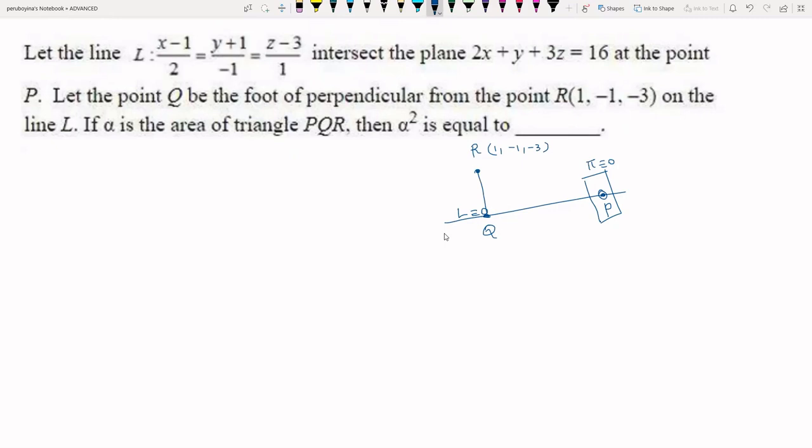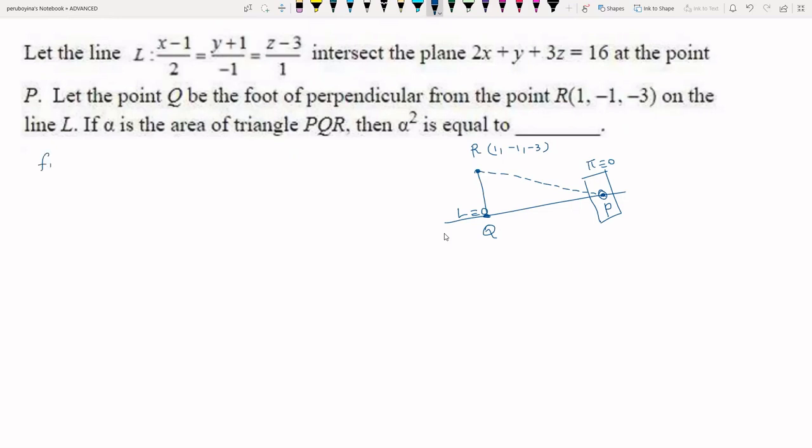And join P, Q, and R. And we need to calculate the area of the triangle. Here you cannot use half into base into height. Okay, of course we can use it, but in a different manner. We will use cross product to calculate the height. First of all, we need to identify this point P, which is the point of intersection of line and plane. And also we need to find the point Q, which is the foot of perpendicular.